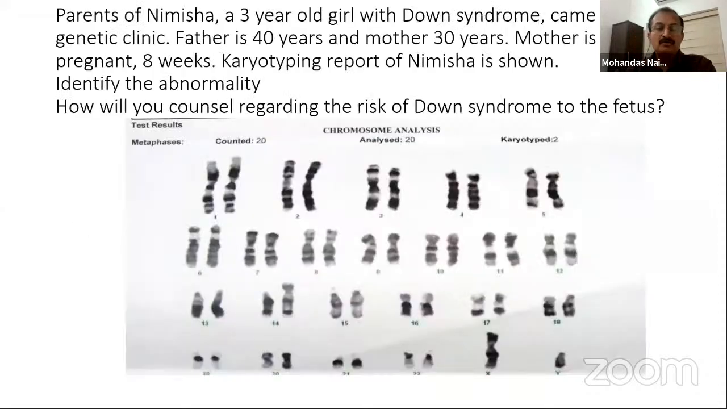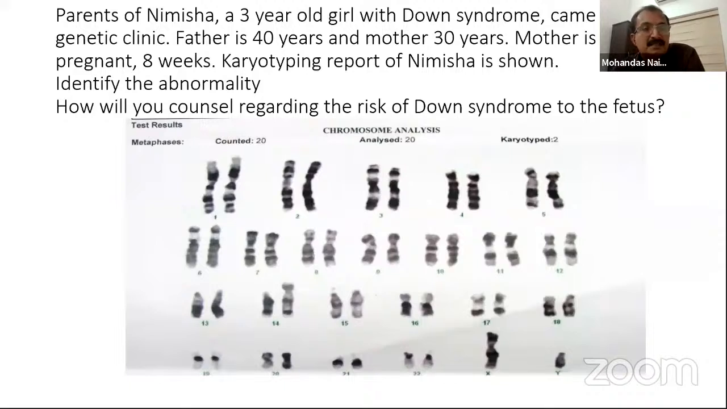Now we will go to some of the reports. Here, the parents of a child, Nimisha. Nimisha is the child, a 3-year-old girl with Down syndrome. She came to the genetic clinic. Father is 40 years and mother 30 years.